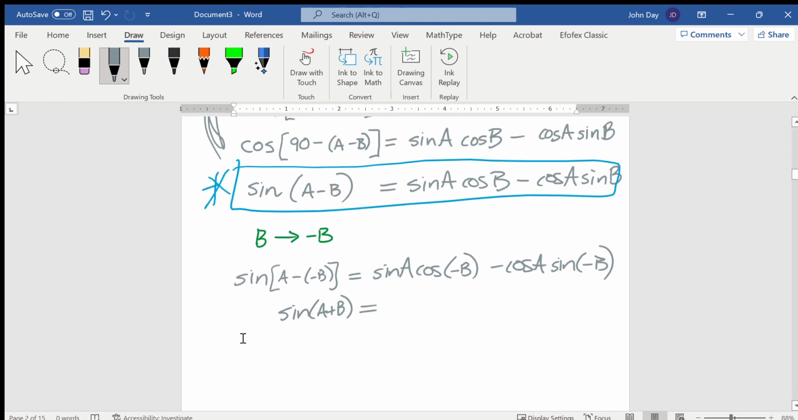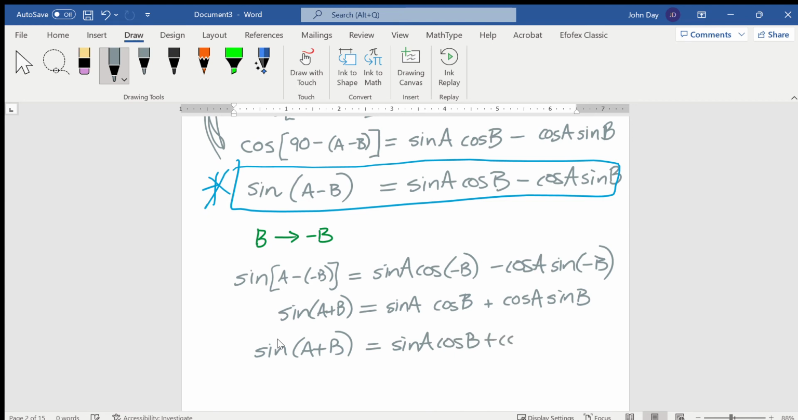Now we know that cos of minus b is just cos of b. And we know that sine of minus b is minus the sine of b. Now those two minuses, if this minus is going to come out the front here, it's going to connect with that minus and we're going to end up with a plus there. Right? So we're going to end up with our final rule here. Sine of a plus b equals sine a cos b plus cos a sine b.